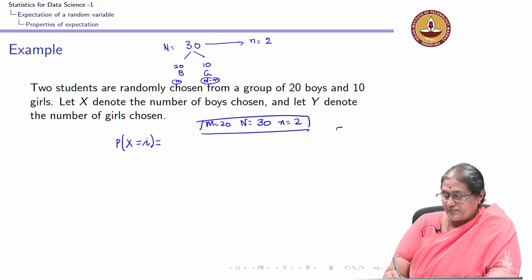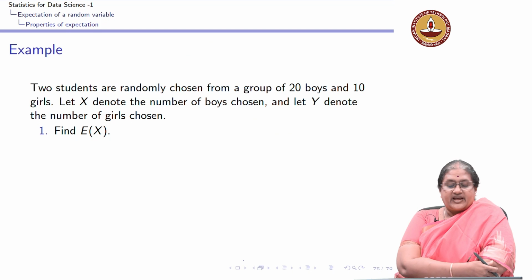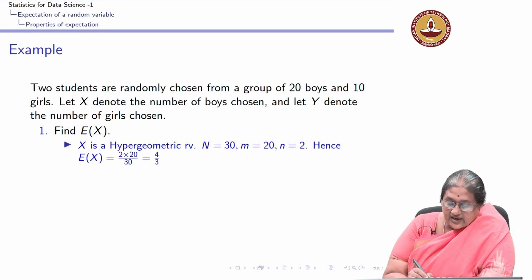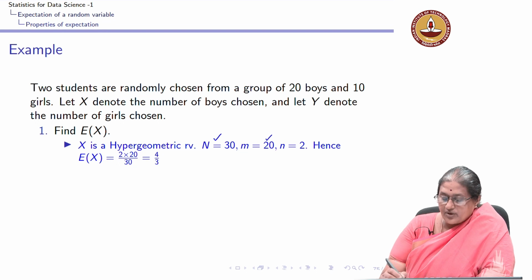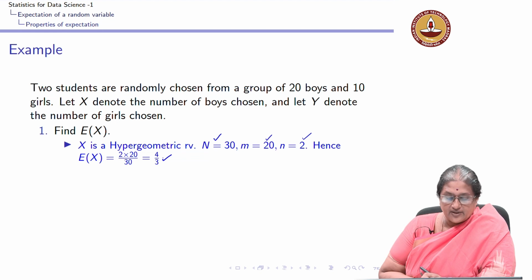So, my expected value of x is going to be n into M by N, which is 2 into 20 by 30, which is 4 by 3. So, you can see that the expected value of x, where I recognize N equal to 30, M equal to 20 and n equal to 2, is 4 by 3.